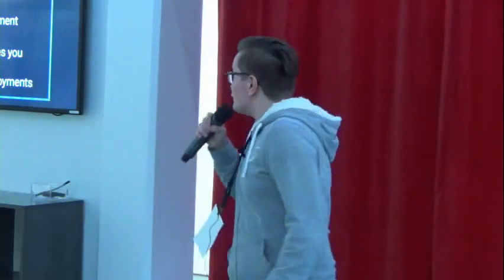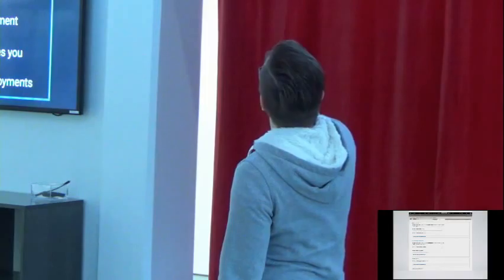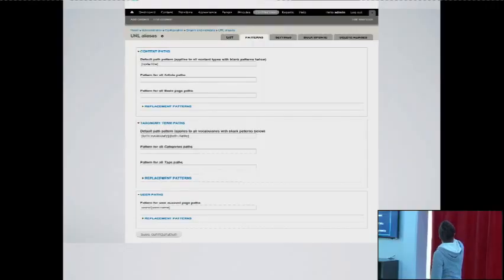This is what the user interface looks like for the aliases. So there you can see you can set stuff. You can set different paths for every kind of content type, as well as taxonomy and user paths.